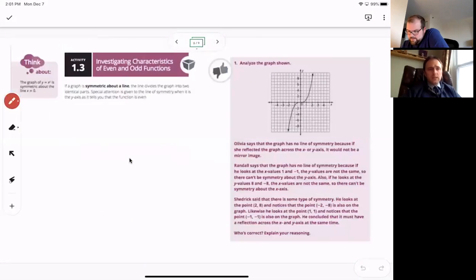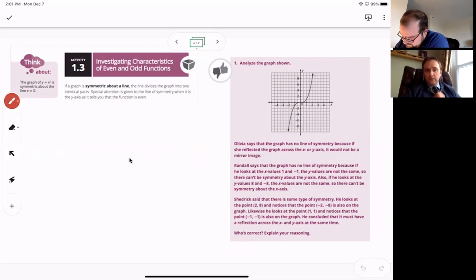Okay, this one says, if a graph is symmetric about a line, the line divides the graph into two identical parts. Is that like the line of symmetry? Special attention is given to the line of symmetry when it is the y-axis, as it tells that the function is even. So that's saying if a function is symmetric about the y-axis, that function is an even function. That makes sense.